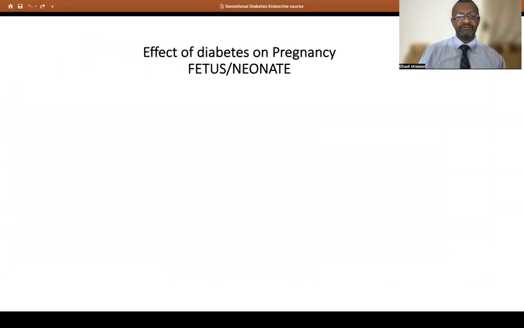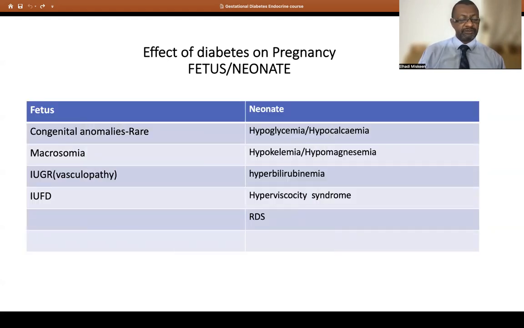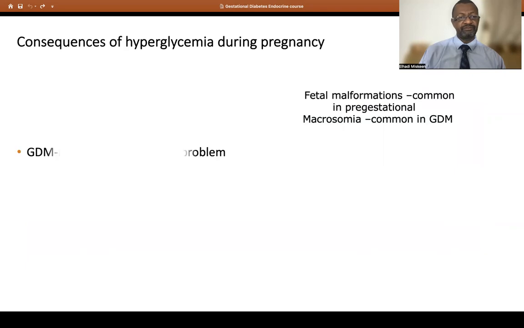The effects of diabetes on pregnancy include, regarding the fetus, congenital anomalies, which are rare in gestational diabetes, macrosomia, IUGR if the patient develops vasculopathy, and IUFD. In the neonatal period, there may be hypoglycemia, hypocalcemia, hypokalemia, and hypomagnesemia. Also, there is hyperbilirubinemia and hyperphagocytic syndromes, besides respiratory distress syndromes.